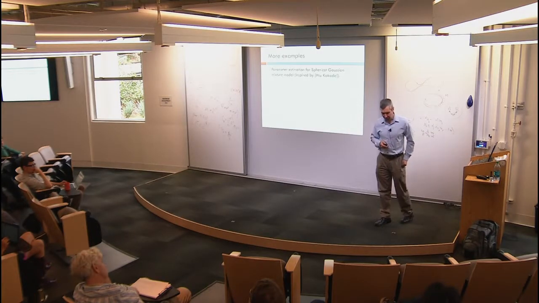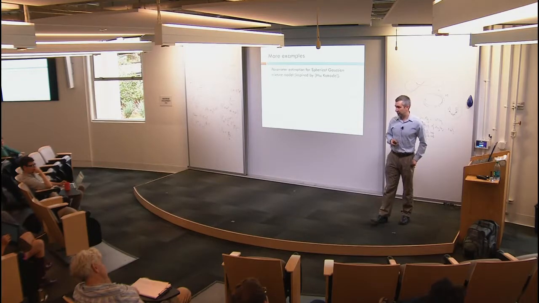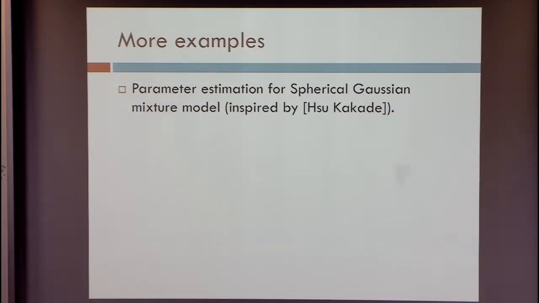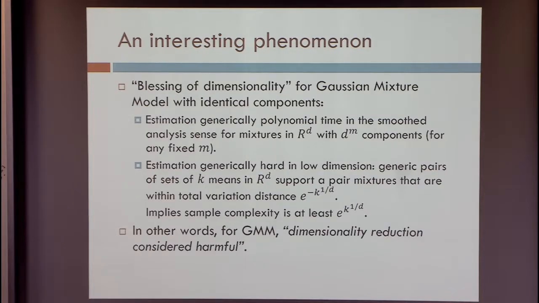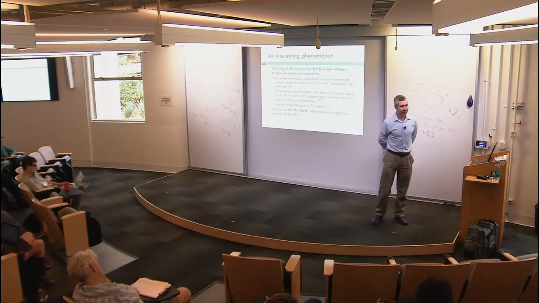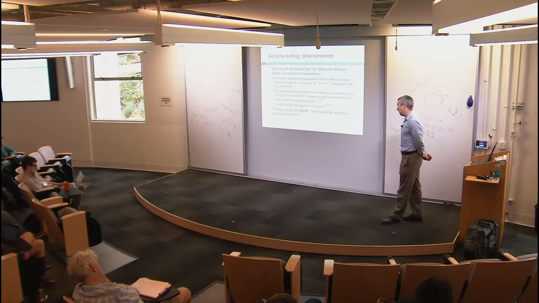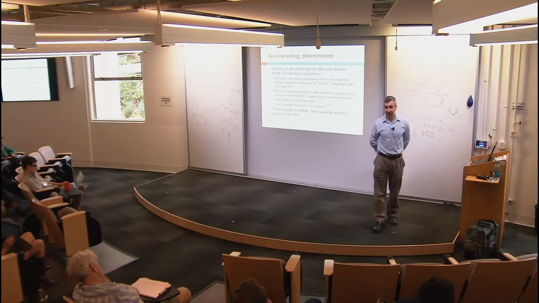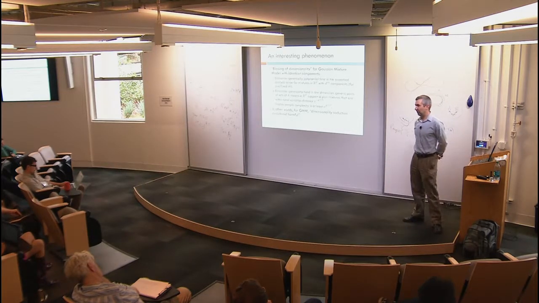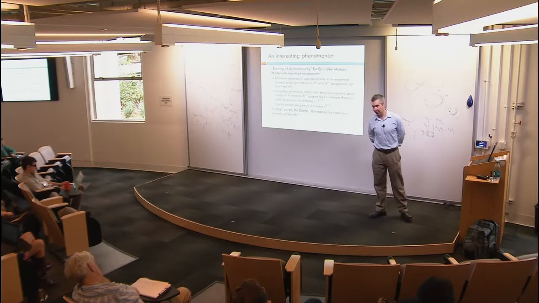So here is another example that I'm not going to describe in detail, but it also fits this model, which is sort of inspired by the work of Hsu and Kakade, the parameter estimation for a spherical Gaussian mixture model. I feel obligated to mention something else that we did recently in estimation of parameters of Gaussian mixture models that's probably interesting to anybody doing spectral methods, because spectral methods are frequently used for this, namely dimensionality reduction. The message is that for the problem of Gaussian mixture models, dimensionality reduction can be a very bad idea. Many old algorithms for estimation of parameters have as a pre-processing step, or somewhere in the algorithm, some sort of dimensionality reduction.